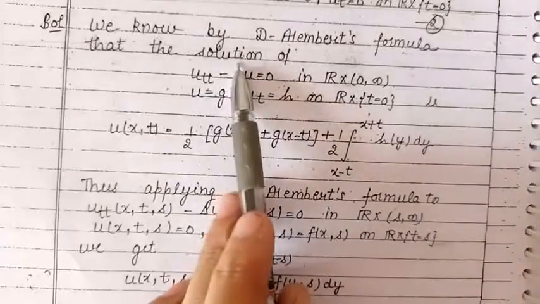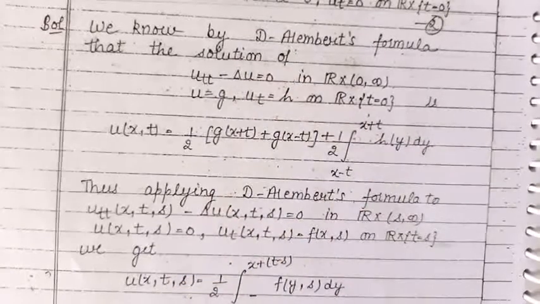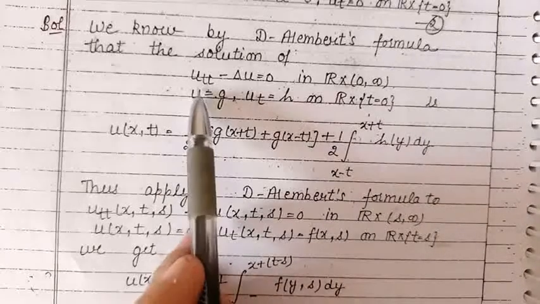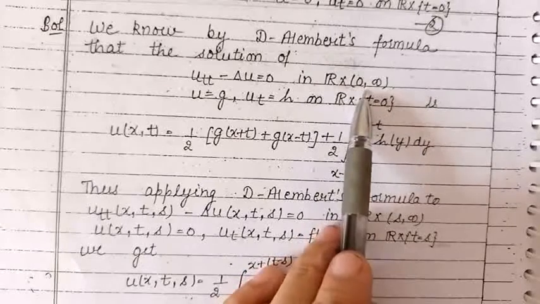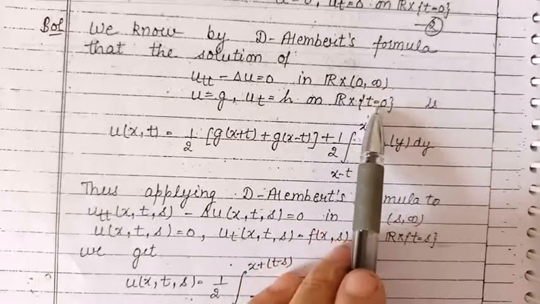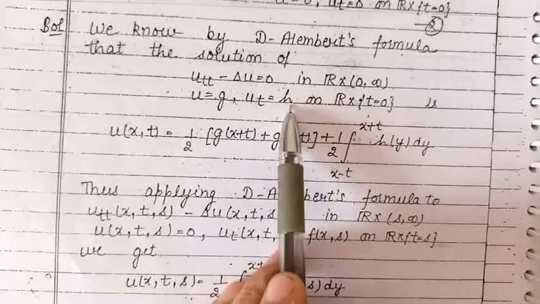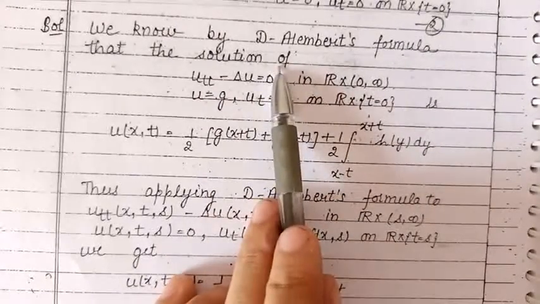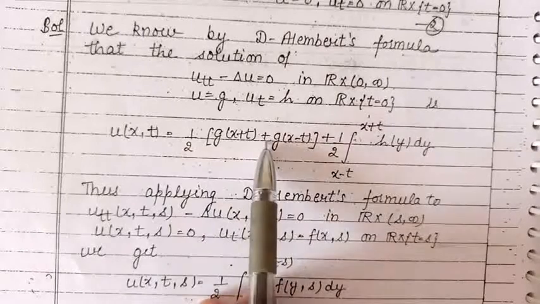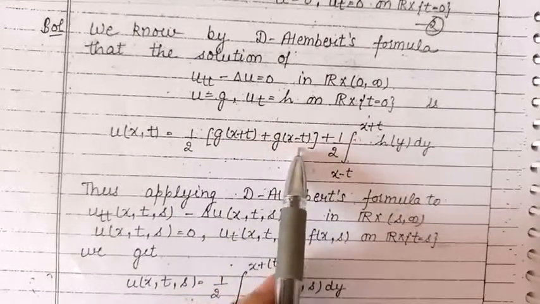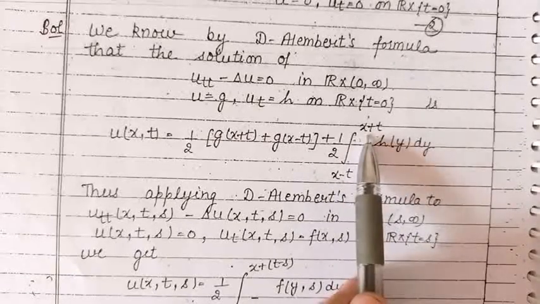D'Alembert's formula gives us the solution of the initial value problem for the homogeneous wave equation in one dimension. The initial value problem for the homogeneous wave equation in one dimension is ∂²u/∂t² − Δu = 0 in R × (0, ∞). Corresponding to t equal to 0, the initial conditions are u equal to g and the partial derivative of u with respect to t is h. The solution of this initial value problem is given by D'Alembert's formula, which is u at the point (x, t) equal to half of the sum of the values of g at x + t and x − t, plus half of the integral of h between the limits x − t to x + t.